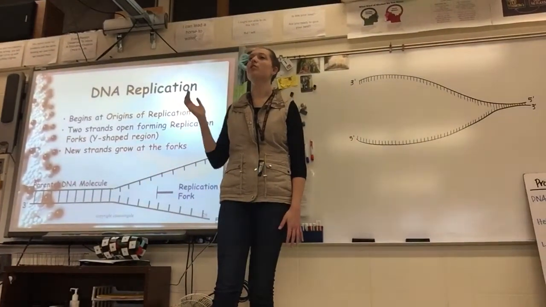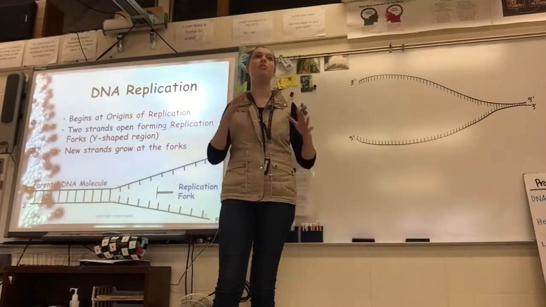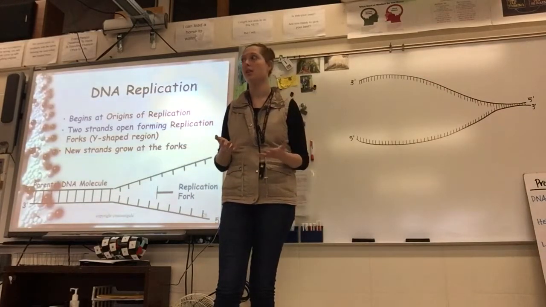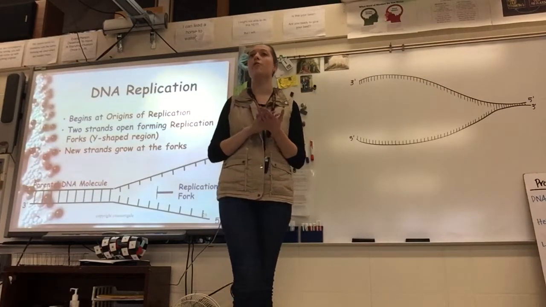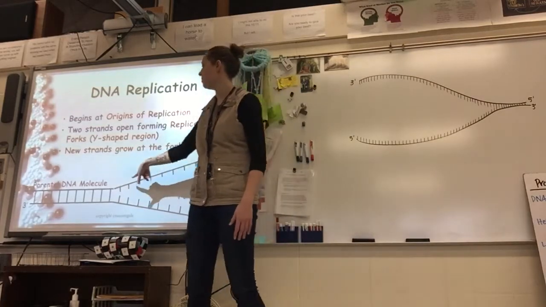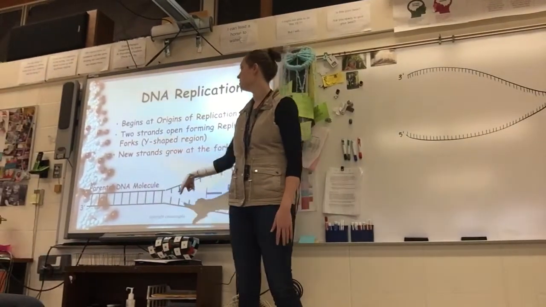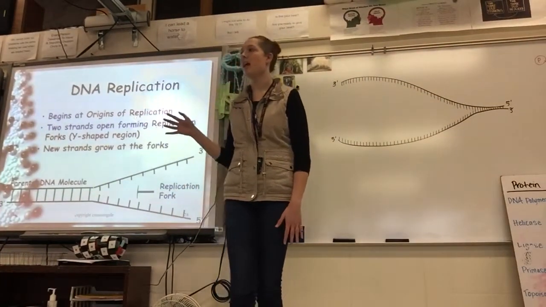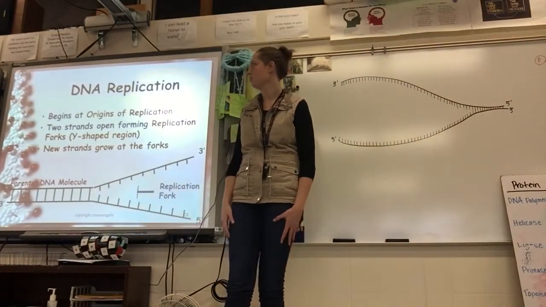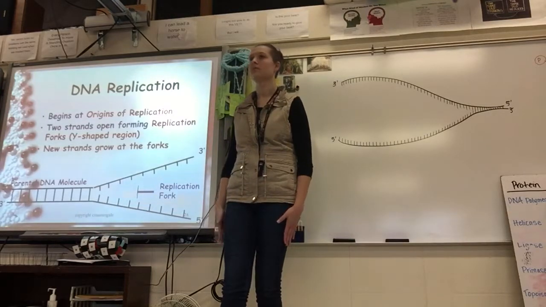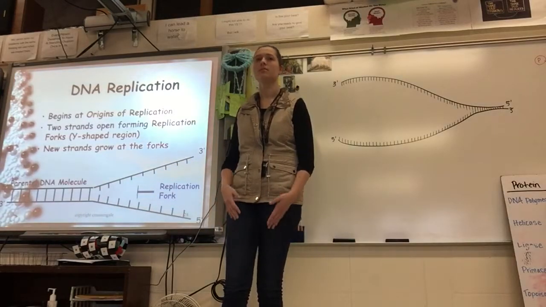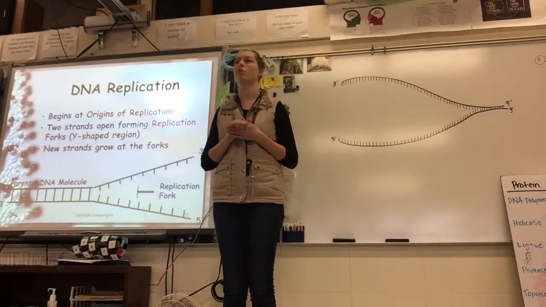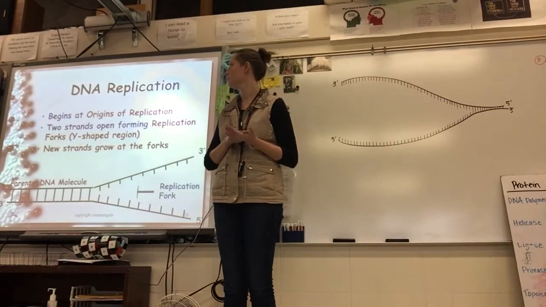We have what we call the origin of replication. This is where replication is going to start. It starts to make a replication fork, which is this Y shape in the DNA. Those new strands are going to start to replicate at that fork. Yes, replication fork. So the origin of replication.